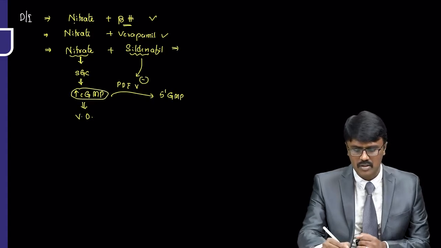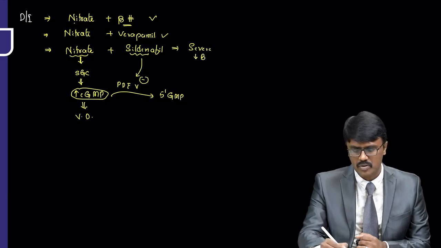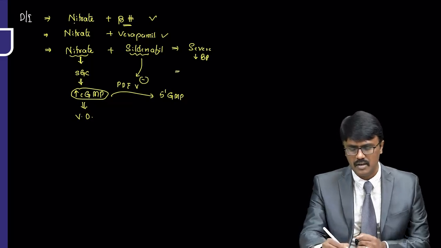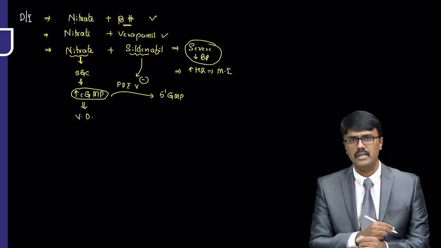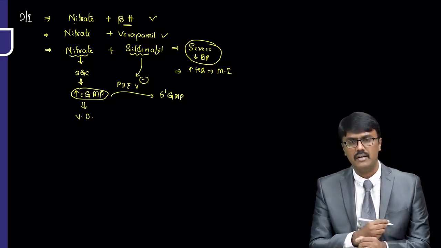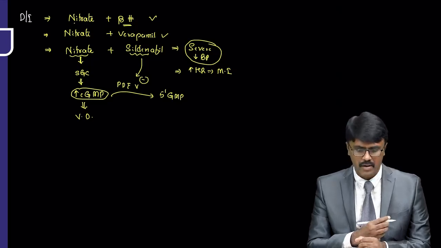So, the combination causes severe hypotension. So, when there is severe hypotension, it can lead to reflex tachycardia and the patient may end up with MI also. So the major problem is severe fall in BP can happen, reflex tachycardia, and the patient may die because of MI.